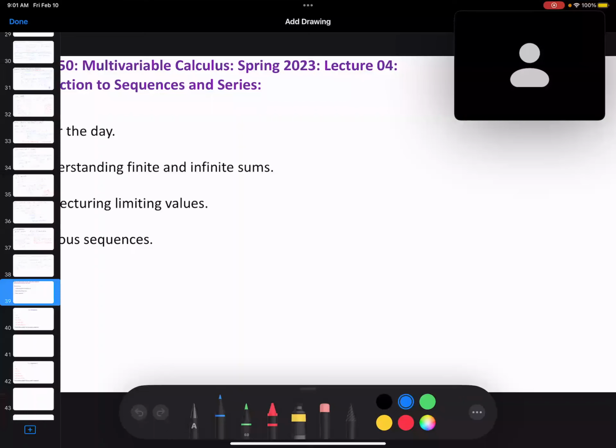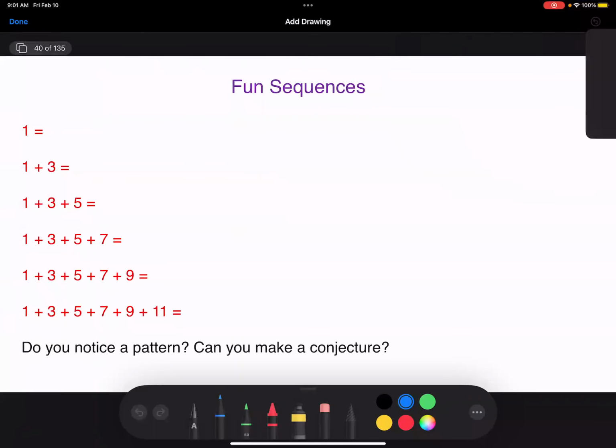And so what I want to do is start off with some sequences. So the first one, 1 = 1. It's not that big of a deal. What's 1 + 3? 4. Next one. How did you do the last one so quickly? So how did you add 1 + 3 + 5 + 7 + 9 + 11 so quickly?